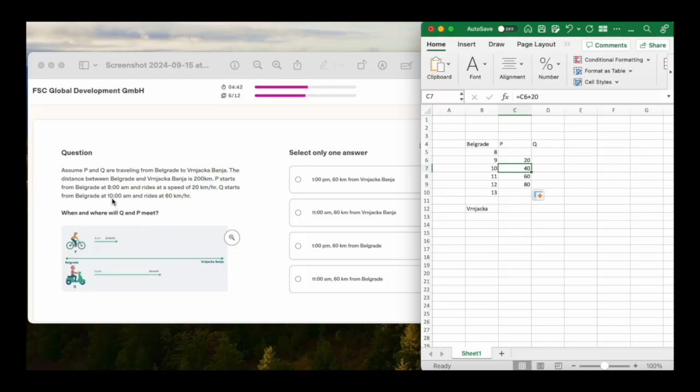Q starts at 10 a.m. and rides at 60 kilometers per hour. So if Q starts at 10 a.m., then at 11 a.m., he would have done 60 kilometers. The formula would be the preceding one plus 60.